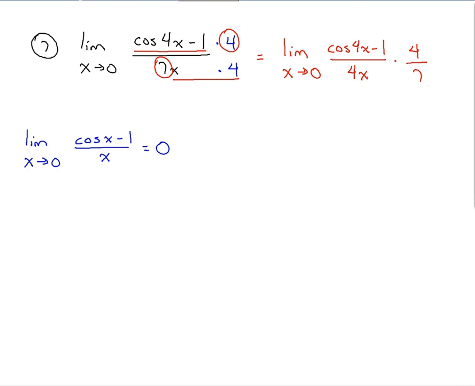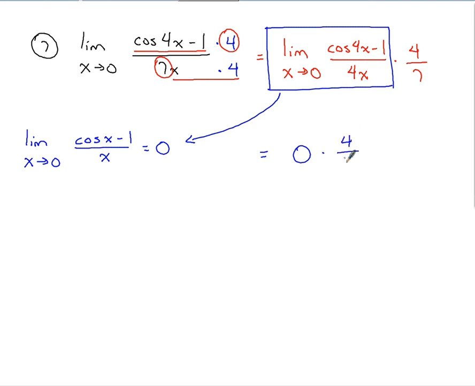And now if I look at the formation right here, as I apply my limit as x approaches 0 to the cosine of 4x minus 1 over 4x, that's consistent with this helpful trig limit, meaning everything in the box there must go to 0. That 0 is being multiplied by the 4/7, which remains. If I do that multiplication, I can safely say that my limit here is going to be 0.